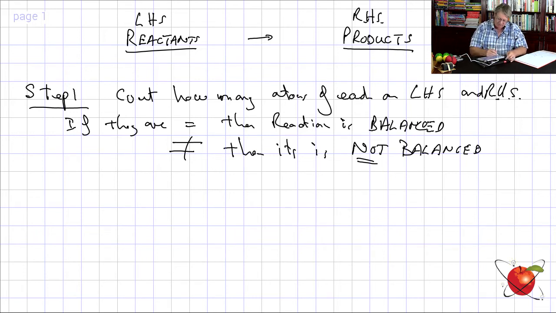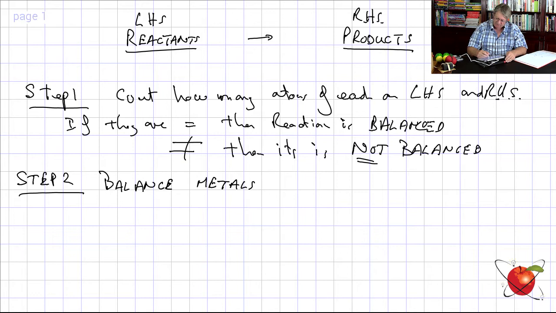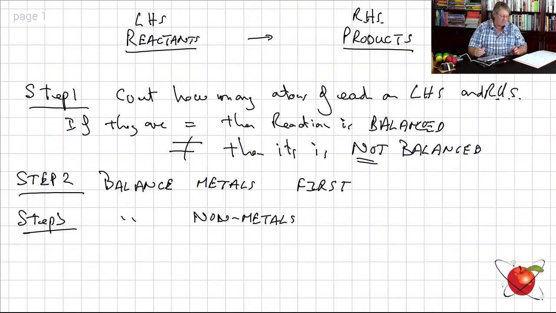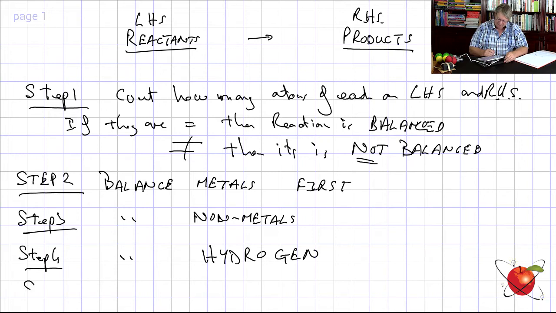Let's now assume they're not balanced. Therefore, we're now going to start the balancing process. Step 2, balance metals first. Step 3, balance non-metals. Step 4, balance hydrogen. Step 5, yep, you got it. What's left? Balance oxygen.